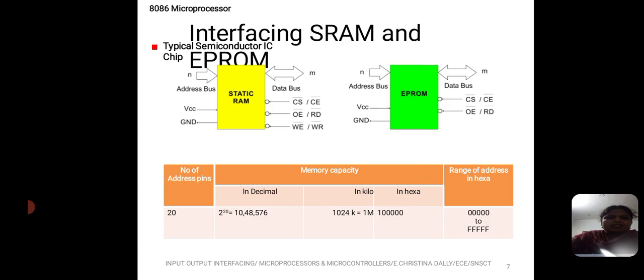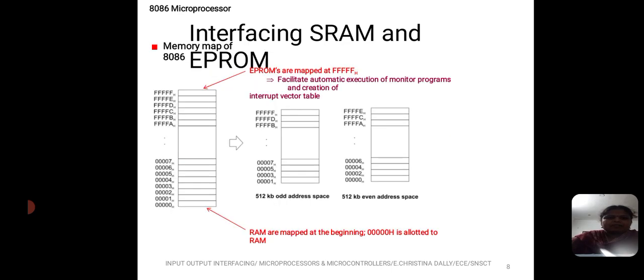We are going to interface the SRAM, that is static RAM, and the EEPROM. We have the address bus, VCC, and ground. Apart from that, we have chip select, read, and write. The data bus is bidirectional. Here we interface the SRAM and EEPROM with the vector table. We are considering two address spaces, one even and one odd. The allocated capacity is 512 KB, and the memory range is addressed as 00000 to 2FFFF.